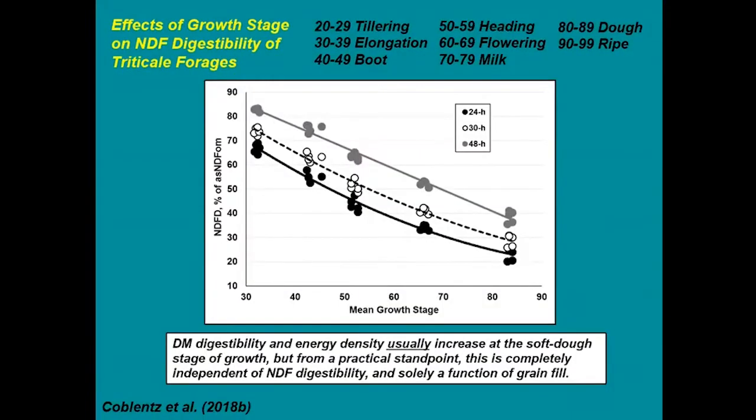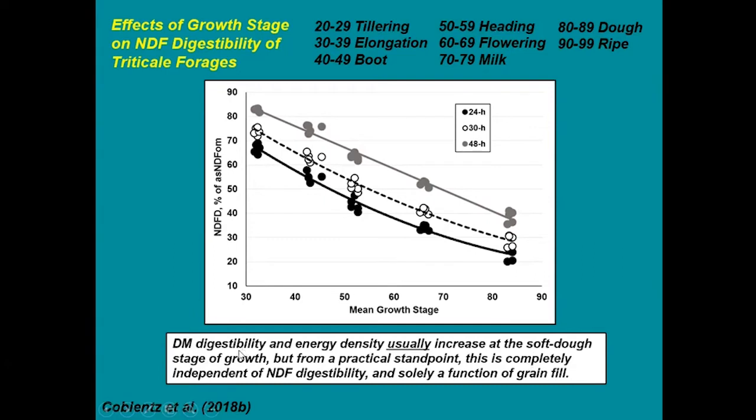Now, in contrast to that, if you were to look at the effects of growth stage on NDF digestibility and exclude the non-fiber portions of the plant, you'll notice that for these same plants with a 24, 30, and 48-hour incubation, the relationship with growth stage is essentially linear, at least for all practical purposes. Technically, these are not strictly linear, but for practical purposes, they really are. You do not see an uptick here because the digestibility of NDF is not really associated with partitioning of non-structural carbohydrate into the grain head.